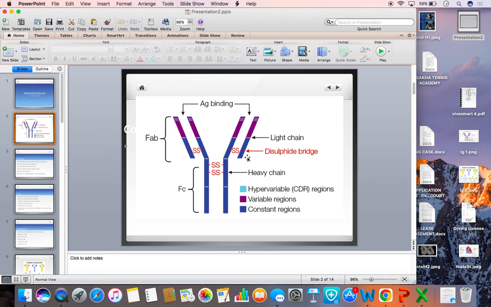So as I told you, based upon the amino acid sequence at the FC terminal, the antibodies are classified. If the polypeptide chain is alpha, that is IgA. In IgG, it is gamma polypeptide chain. In IgM, it is mu chain. And in IgE, it is epsilon. And in IgD, it is delta chain. So based upon the polypeptide chain at the FC terminal, the immunoglobulins are classified.